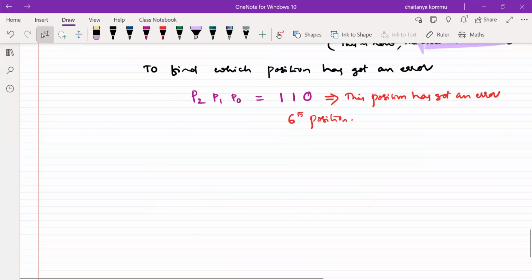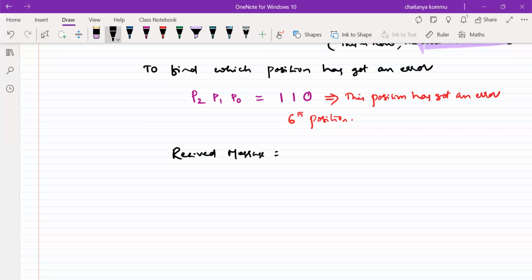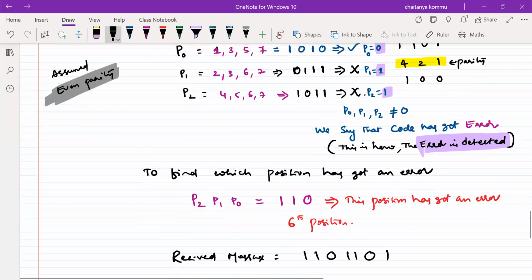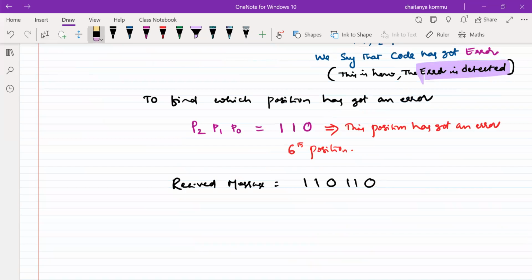11011111101100. So therefore, received message is 11011101. Right? This is only the information. No, last is also 1. Last must be 0.